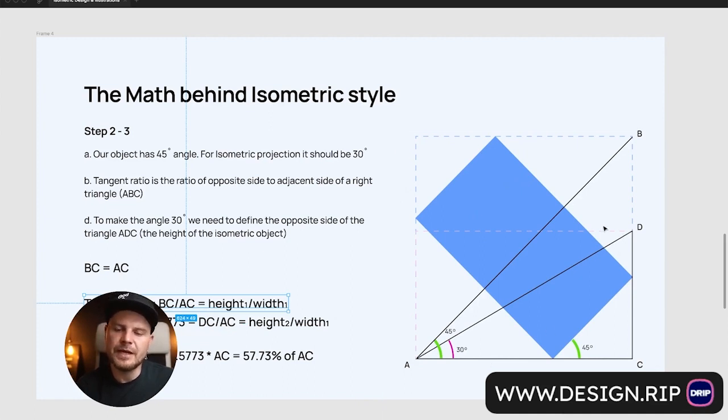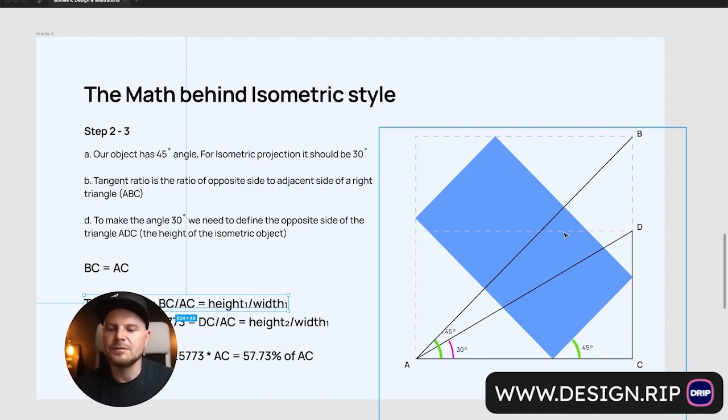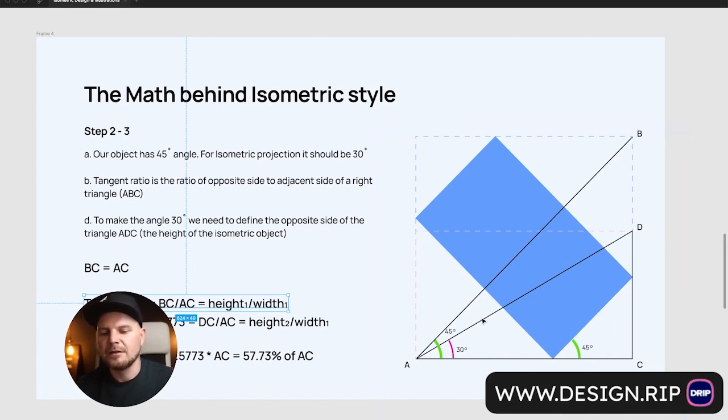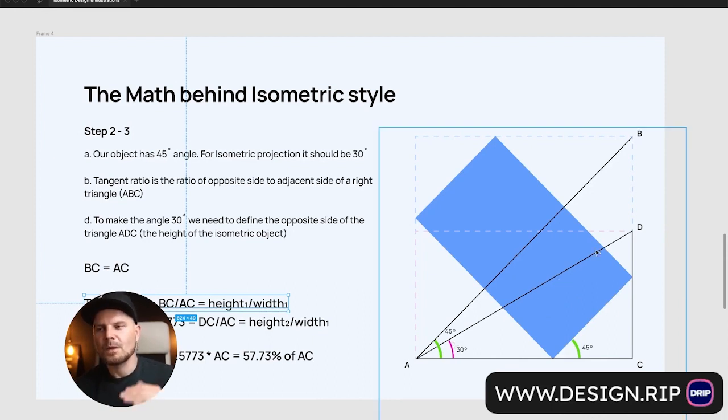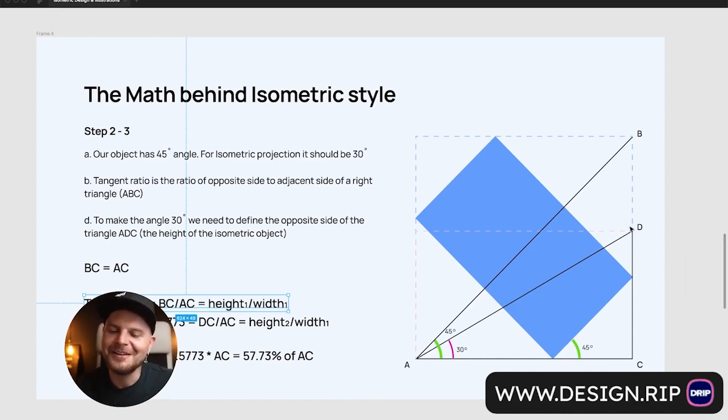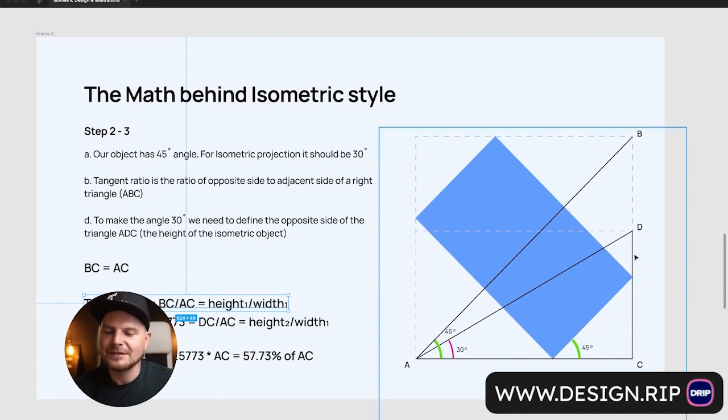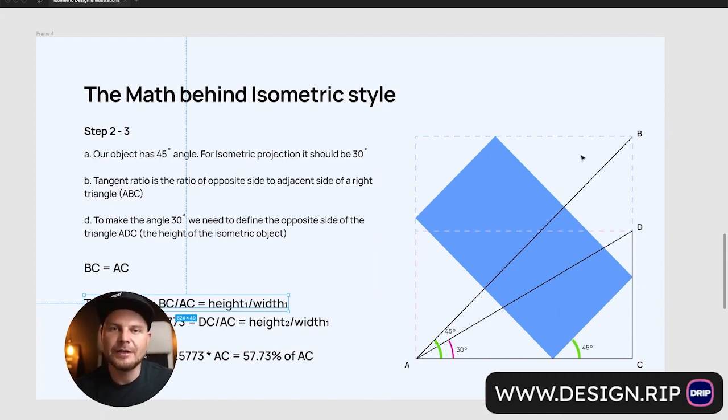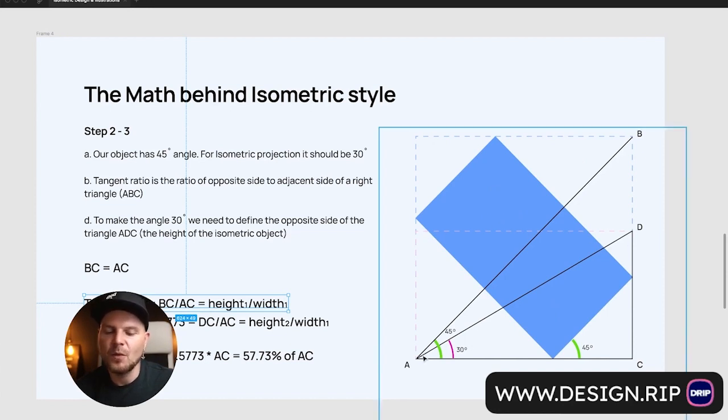But we need to make this rectangle smaller, narrower, not so tall. So we need to understand how to create, from this square, this rectangle where the diagonal line will have 30 degrees. This is what we need to do.